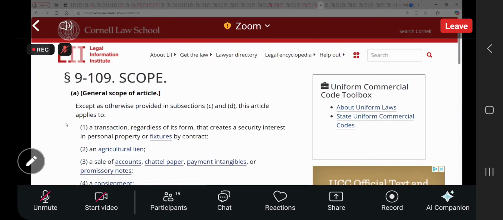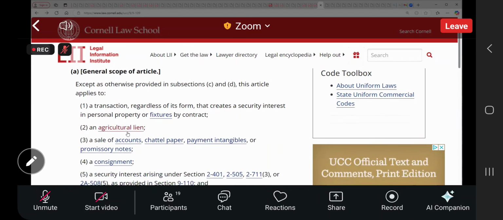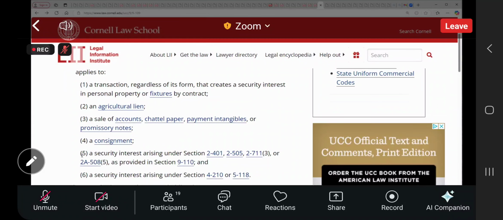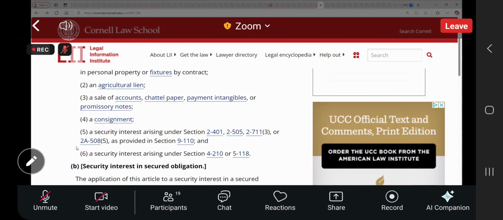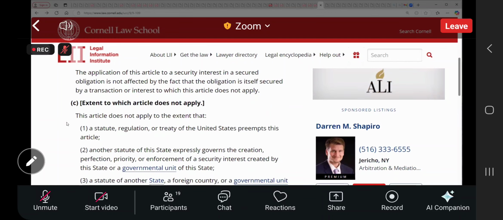Now, what does that mean? They're telling you that the general scope, except as otherwise provided in subsection C or D, is that this article applies to the following things. So if you read the 6 things, this article is applied to these 6 things, okay? But now let's go down to B. Okay, B says security interest in secured obligation. The application of this article to a security interest in a secured obligation is not affected by the fact that the obligation itself is secured by a transaction or interest to which the article does not apply, okay?